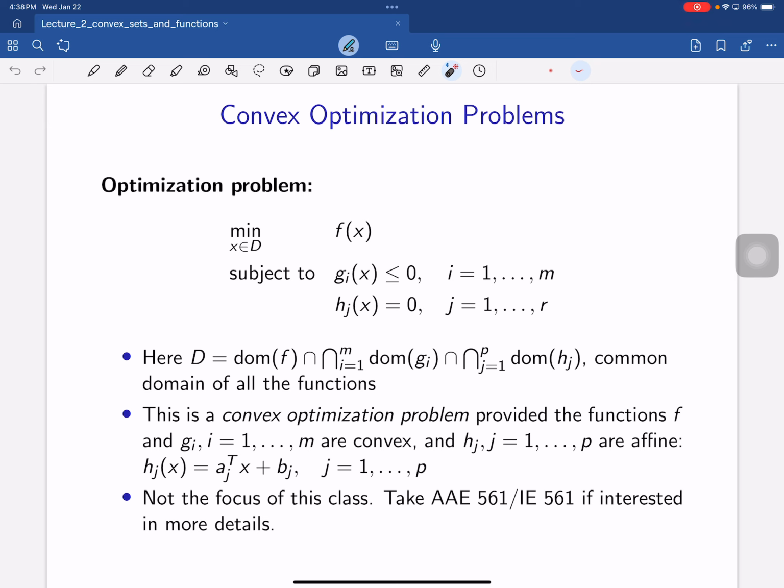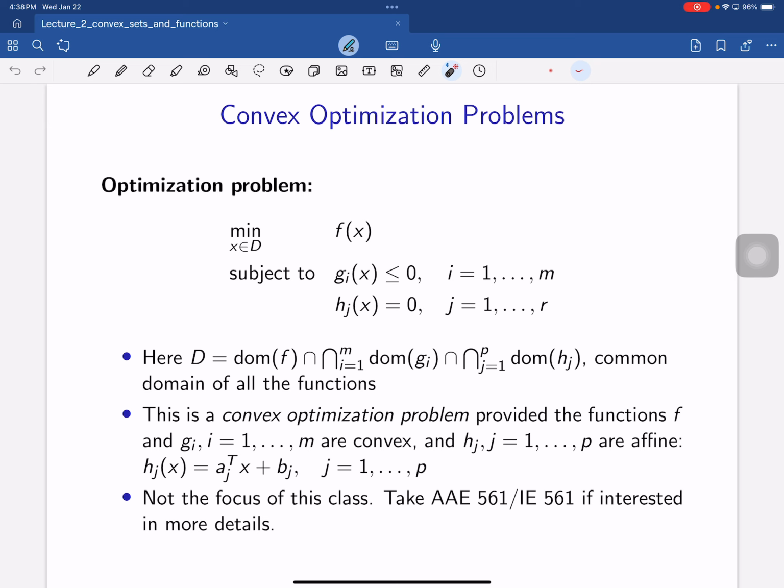I will not spend the whole class focusing on convex optimization problems. If you are interested in more details, you could take this class from industrial engineering. I think it is co-listed with AAE as well. They will spend the whole semester just talking about this problem. Since we want to cover other topics, we won't be solely focused on this type of problem.